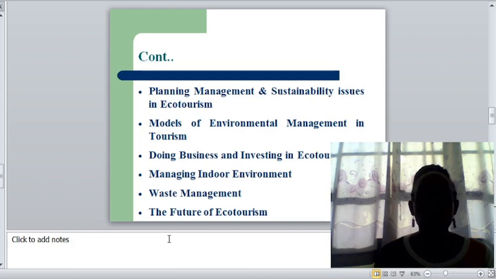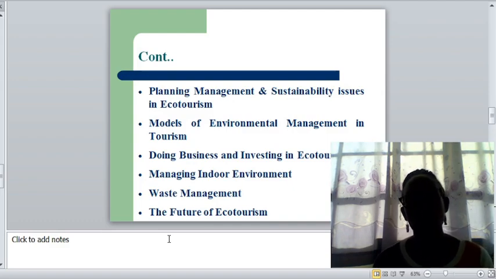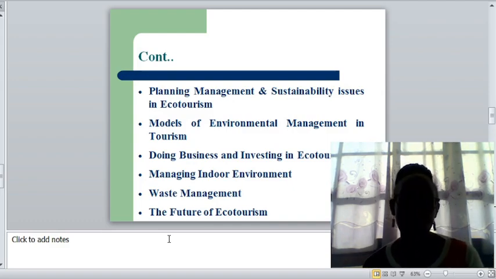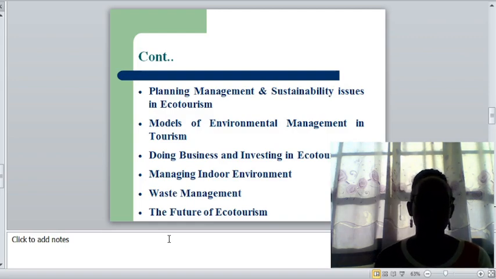Then we are also going to look at managing the indoor environment. We need to look at how we manage our indoor environment, especially the areas that tourists come into. How is the quality of the environment when they come in? What do they expect? So we are going to look at the significance of a good quality environment for our tourists.